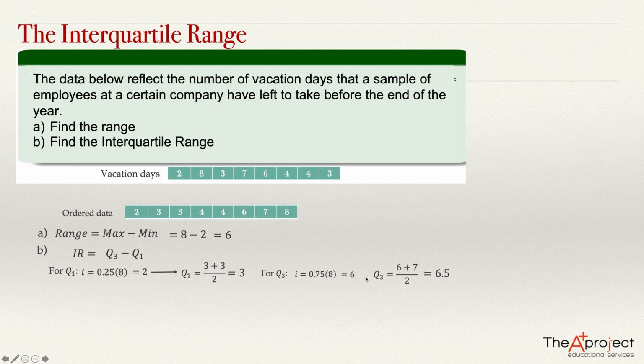Now you have Q3, you have Q1, just make a subtraction. This is the formula. Interquartile range equals Q3 minus Q1, so equals 6.5 minus 3, and the answer is 3.5. So again, it's very simple to compute the interquartile range.